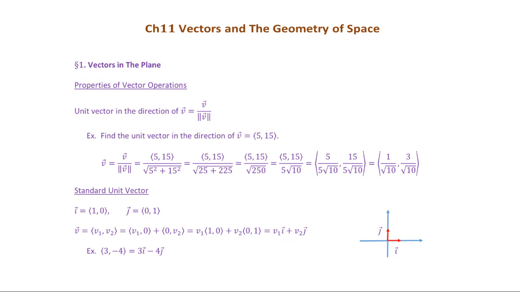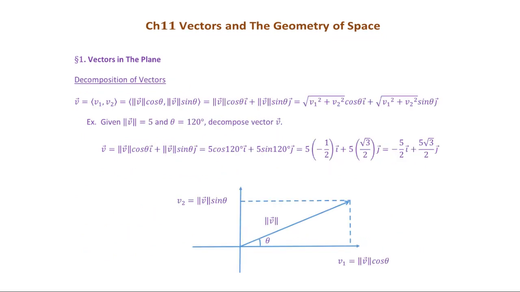So for example, you can write the vector (3, -4) as 3i minus 4j. I guess you know that. Probably learned a little bit before. Okay. So the next topic is how to decompose a vector. Given a vector, how do you find the x and y components? For example, if you are given the length of the vector and the angle, how do you find the components?